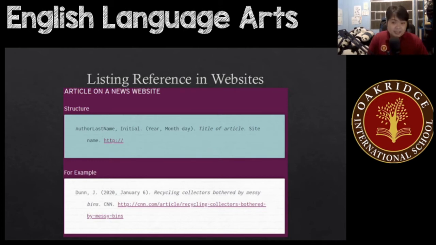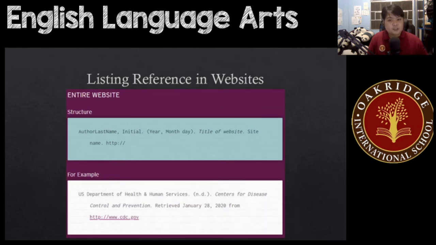I'm sorry. So example here, Don J. 2020, January 6. The title of the article is Recycling Collectors Bothered by Messy Bins. The site's name is CNN. He got this from the CNN website. And then the website there is exactly there. Okay, that's what you do.